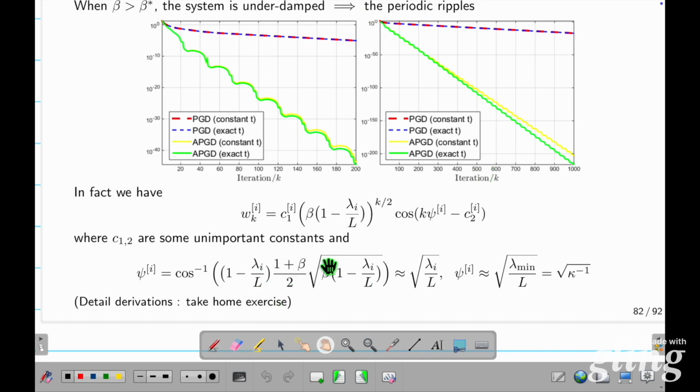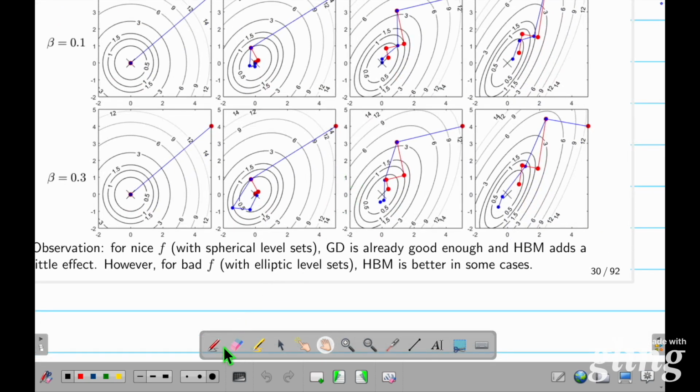And then the coefficient inside, okay, these are just ODE things. I'm not going to talk about the details. You can solve it. And it's square root kappa. That means the condition number of the function determines this thing. The condition number of this is what? The radius of this thing versus the radius of this thing, right?